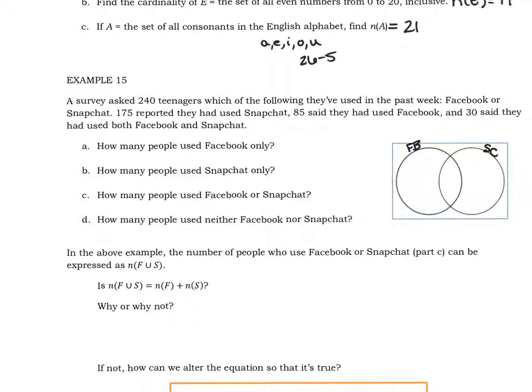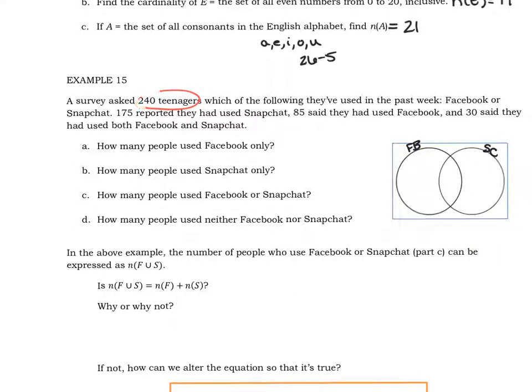Now, what you need to be very careful of is if you just go throw in these numbers. So if you said 175 said Snapchat, I'll put them over here, and 85 said Facebook, and 30 said both, we have a problem because 240 people were surveyed. If you add these numbers together, we don't get 240. I don't know what we get. It's somewhere in the 300s, but it is not 240. That does not mean this information is wrong. It means we have interpreted that information incorrectly.